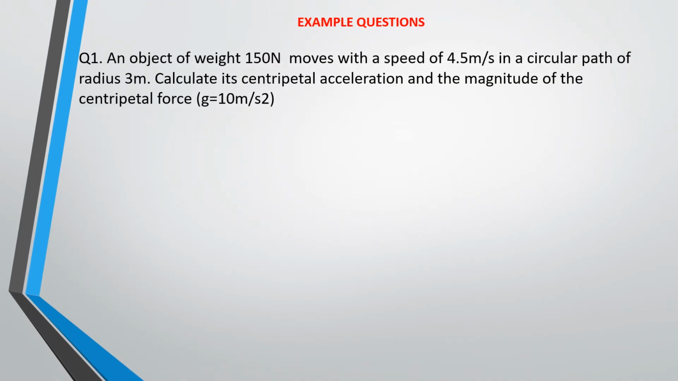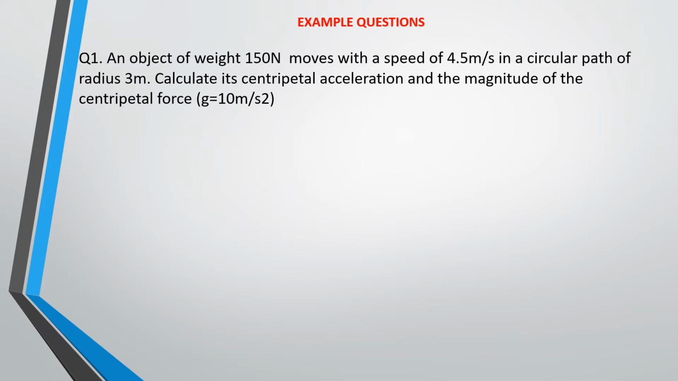So this is an example problem that we need to solve. This question says an object of weight 150 Newton moves with a speed of 4.5 meters per second in a circular path of radius 3 meters. Calculate the centripetal acceleration and the magnitude of the centripetal force. Take g to be 10 meters per second squared.